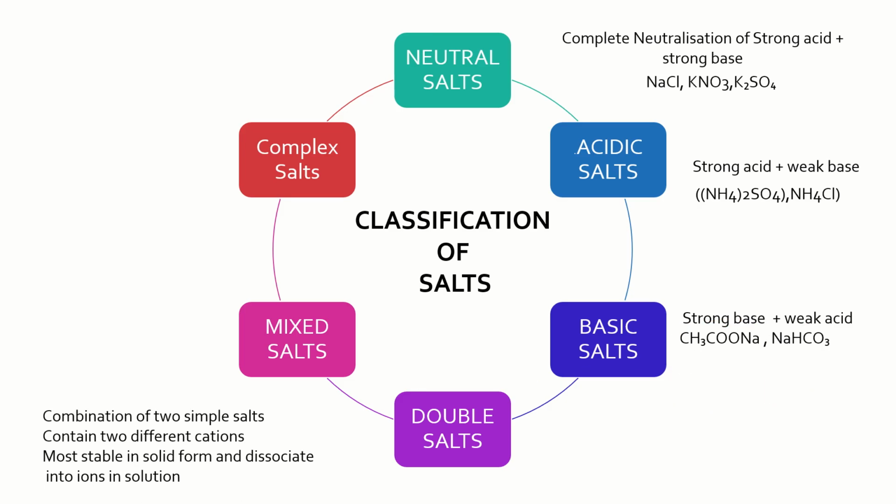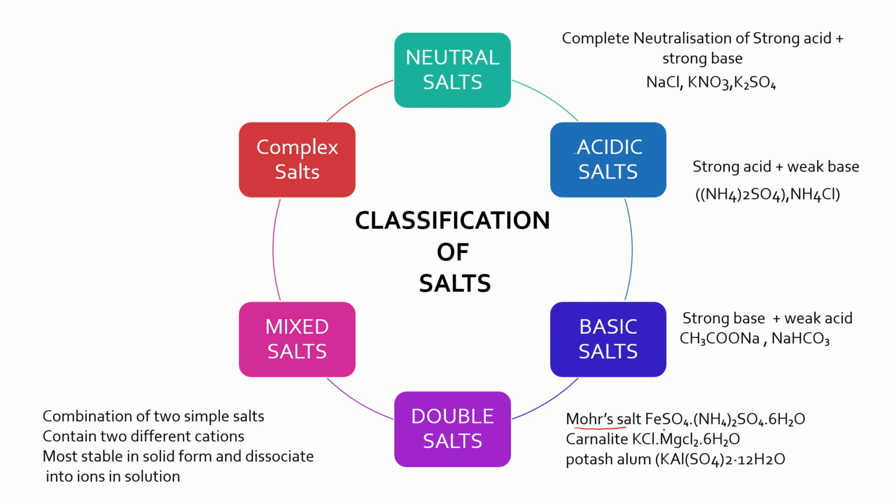Next is a double salt. A double salt is formed by the combination of two simple salts and contains two different cations. It is mostly stable in solid form and it dissociates into ions in solution. Example, Mohr salt, FeSO4.(NH4)2SO4.6H2O. Another example is carnallite, KCl.MgCl2.6H2O. Another example is potash alum, also a double salt, KAl(SO4)2.12H2O.